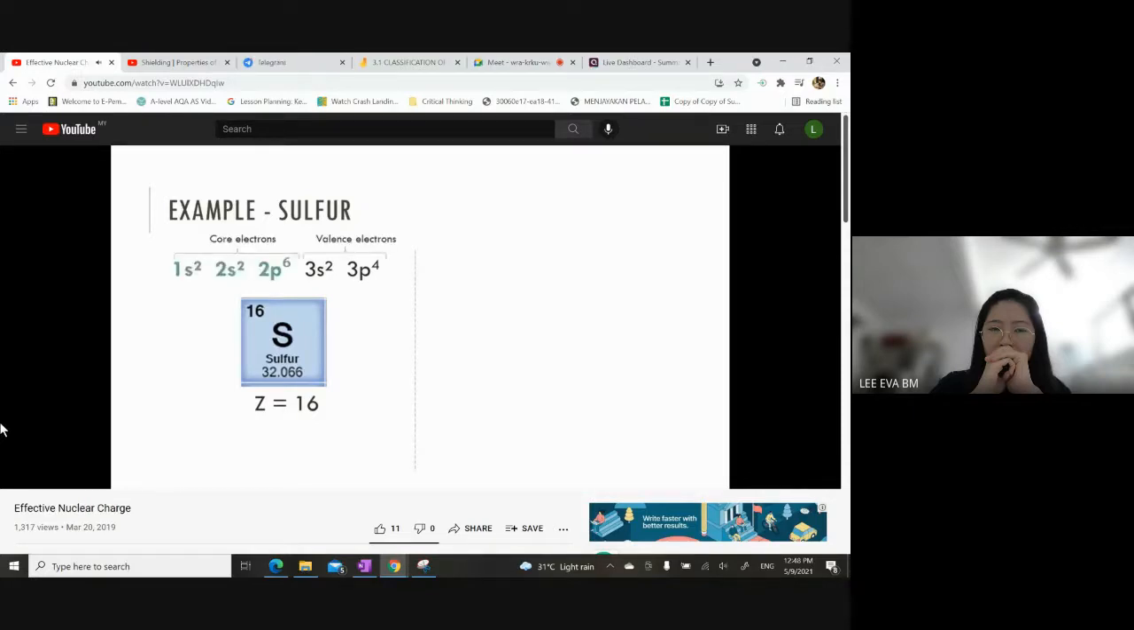To find sigma, we count all the electrons with a quantum number of 1 or 2. Be careful not to count the 3s2 electrons. Even though they have a lower energy level than the valence electrons, they share the same principal quantum number. We end up getting a sigma of 10. If we subtract this value from our Z value, we get an effective nuclear charge of positive 6.